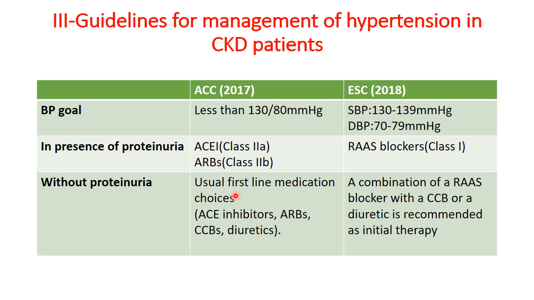In absence of proteinuria, the American guidelines recommend the usual first-line medication choices such as ACE inhibitor, ARBs, calcium channel blocker, and diuretics, while the European guidelines recommend the combination of a RAAS blocker with calcium channel blocker or diuretic as initial therapy.